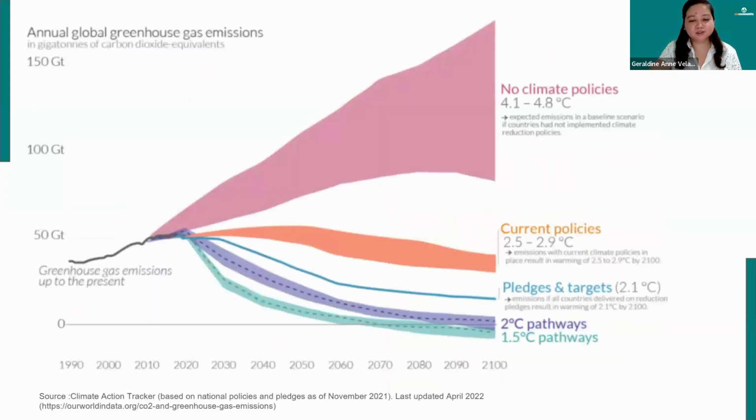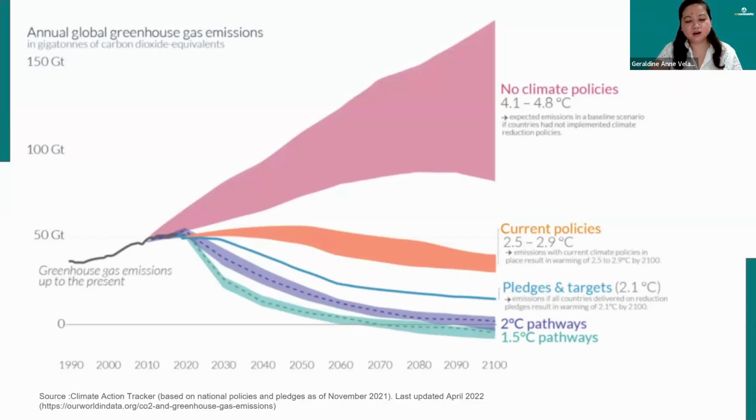Okay, this chart shows the warming implications of different global emissions pathways through 2100. So the black line is the historical trend. Global greenhouse gas emissions have risen steadily to around 50 gigatons of carbon dioxide equivalent and have yet to show sustained decline. So it's rising even up to now.